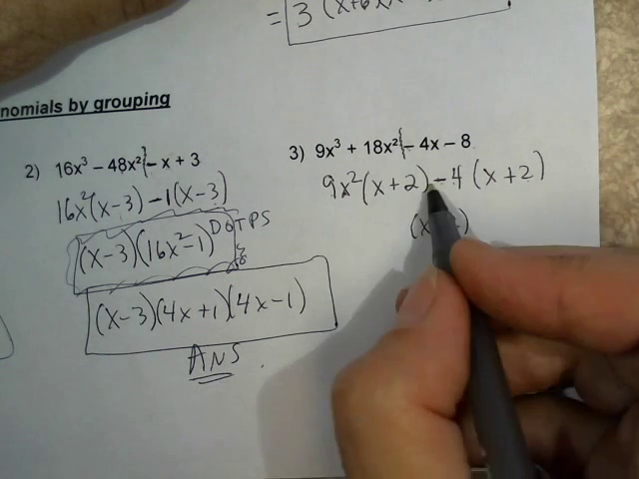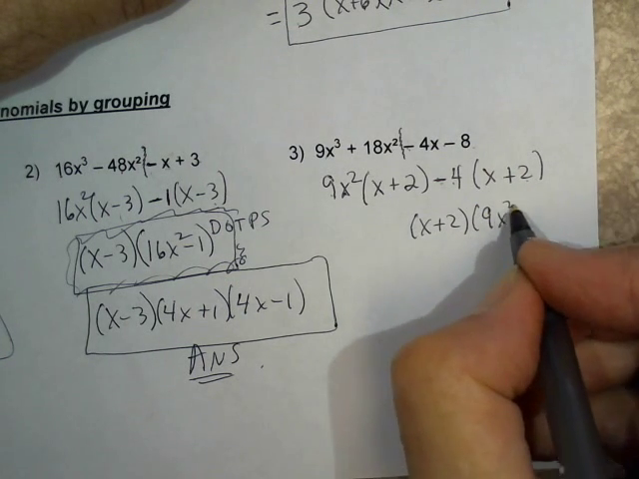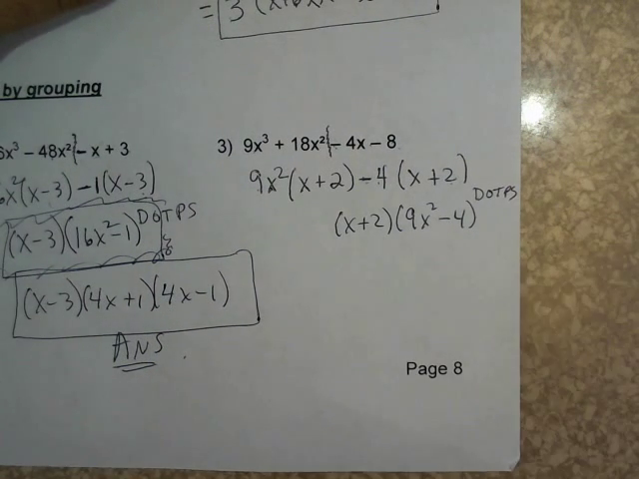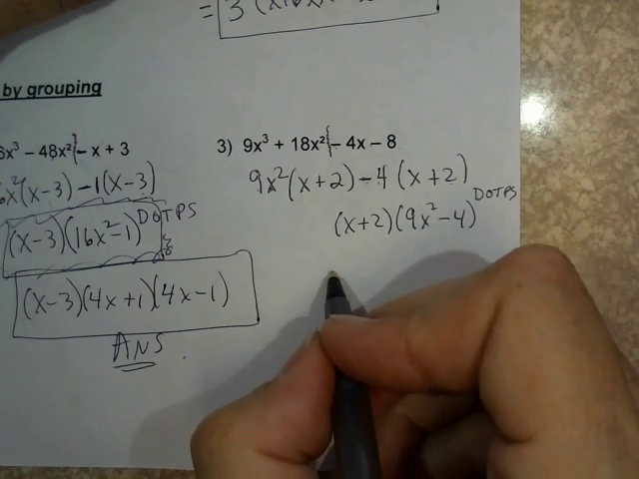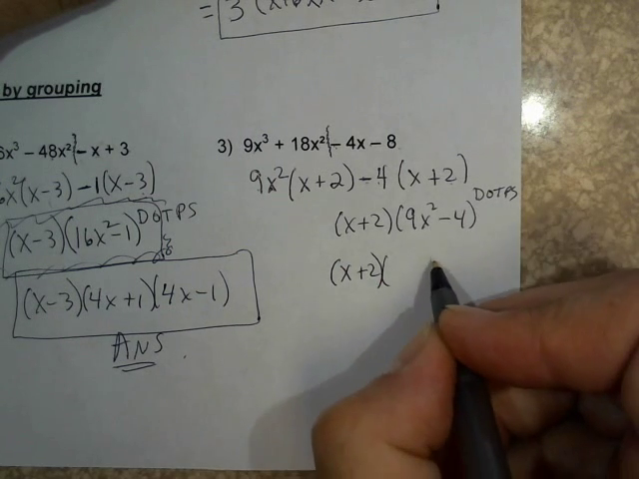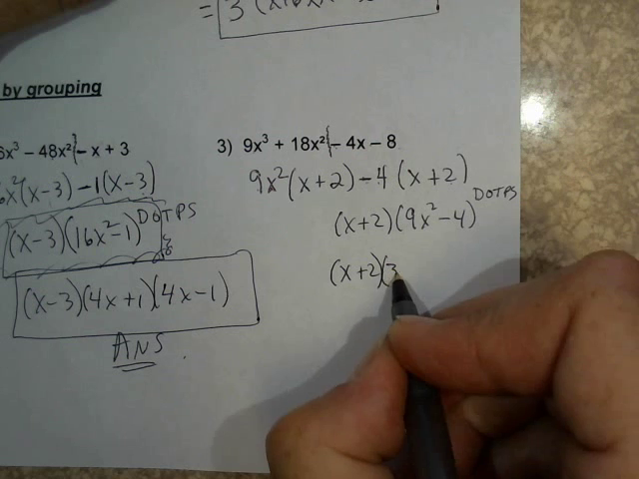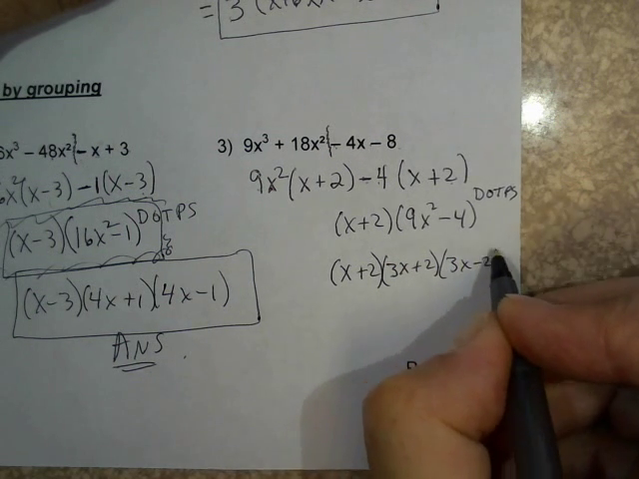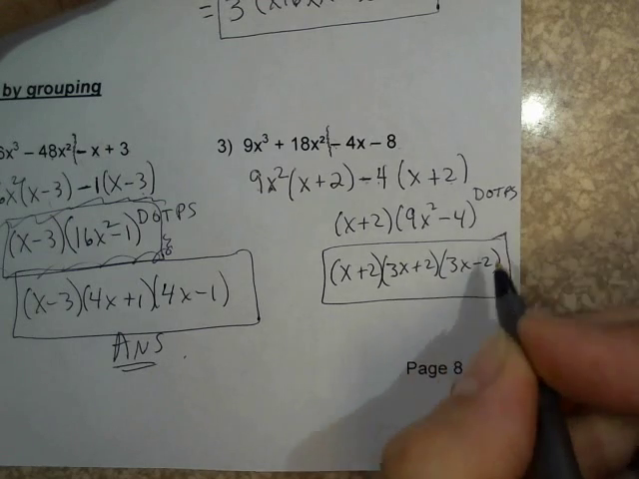And we have 9x squared minus 4 is what's left over, which again is DOTPS, difference of two perfect squares. So we have one more step and then we're done. So we have x plus 2, and 9x squared minus 4 becomes 3x plus 2 times 3x minus 2. And that will be the final answer for that.